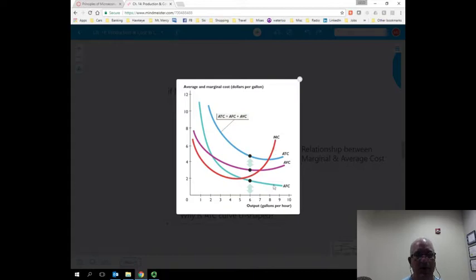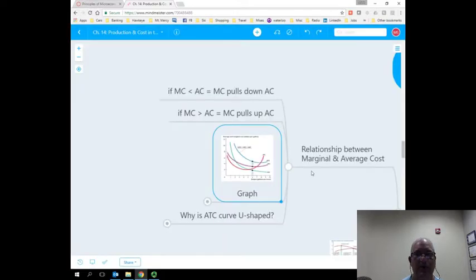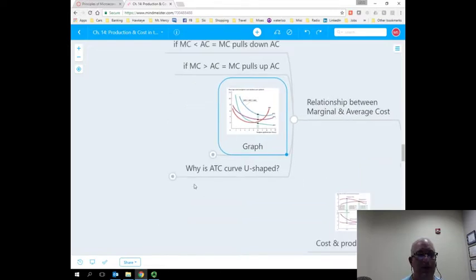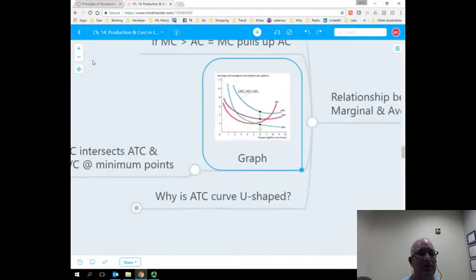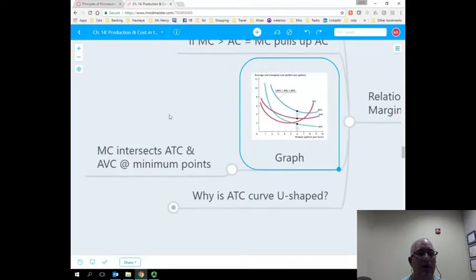And I've got a graph here that can illustrate what's going on in the two graphs. Again, the marginal is the red, average fixed here, average variable here, and the total here. So I'm trying to include a graph here to help illustrate what's going on. As you can hopefully notice at these different inflection points, marginal cost intersects the average total cost and average variable costs at their minimums.